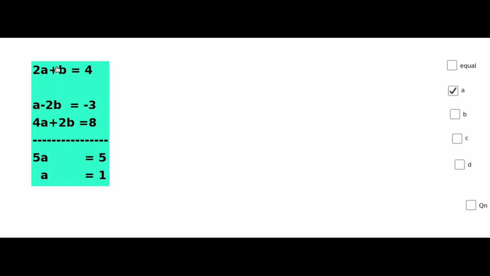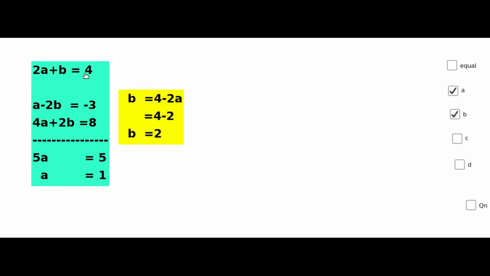To find the values of A and B, multiply the first equation by 2. That is 2 into 2A equal to 4A, 2 into B equal to 2B, 4 into 2 equal to 8. And adding these two equations, we get minus 2B plus 2B equal to 0, and 4A plus A equal to 5A, minus 3 plus 8 equal to 5. From this, A equal to 1.